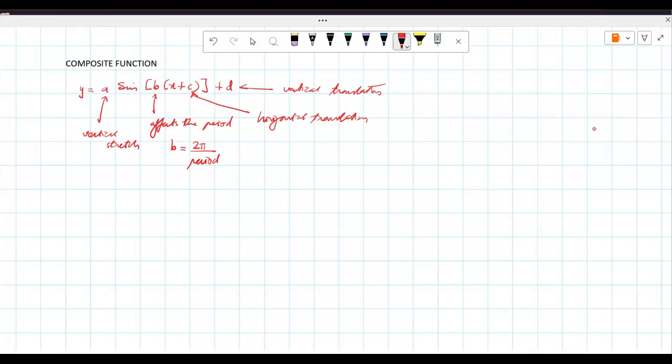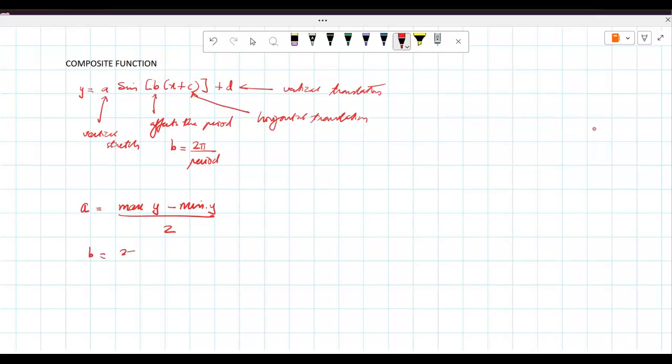Now, you can also get the value of A by using the maximum y minus minimum y, divided by 2. So maximum y value minus the minimum y value divided by 2. That will give you the amplitude.